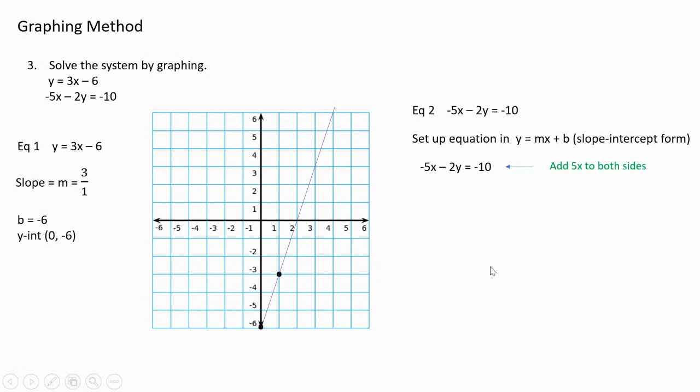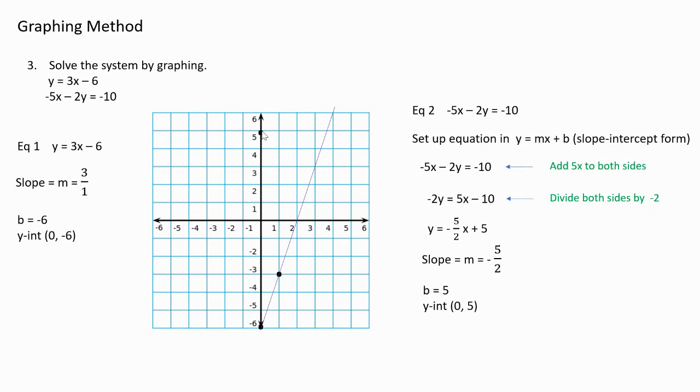So first, I'm going to add 5x to both sides. If I add 5x, it's going to cancel here, and the 5x will go to the right side. Now, I'm going to divide both sides by -2. If you do that, you're going to get y equals -5/2 x plus 5. So what's my slope? My slope is -5/2. And what's my b, or the y-intercept? (0, 5). So this is my starting point. So I'm going to start right about there.